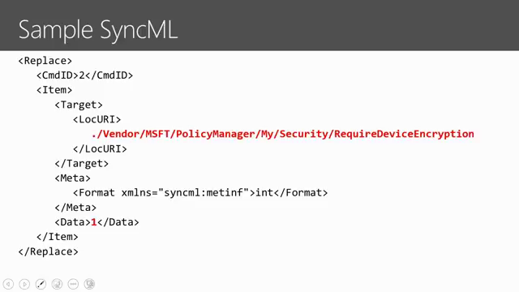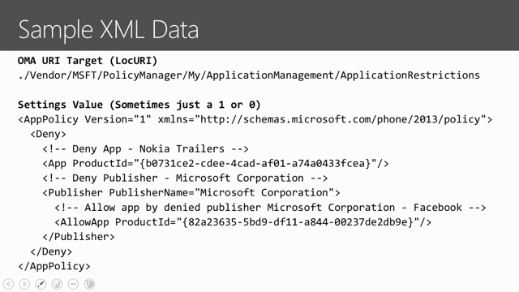So when we're on our MDM server, we're hitting yes on the policy and the UI. On the back end, the server is writing this up, sending it to the device, and then the device is processing it, turning on device encryption in this case. It does get more complicated, though.